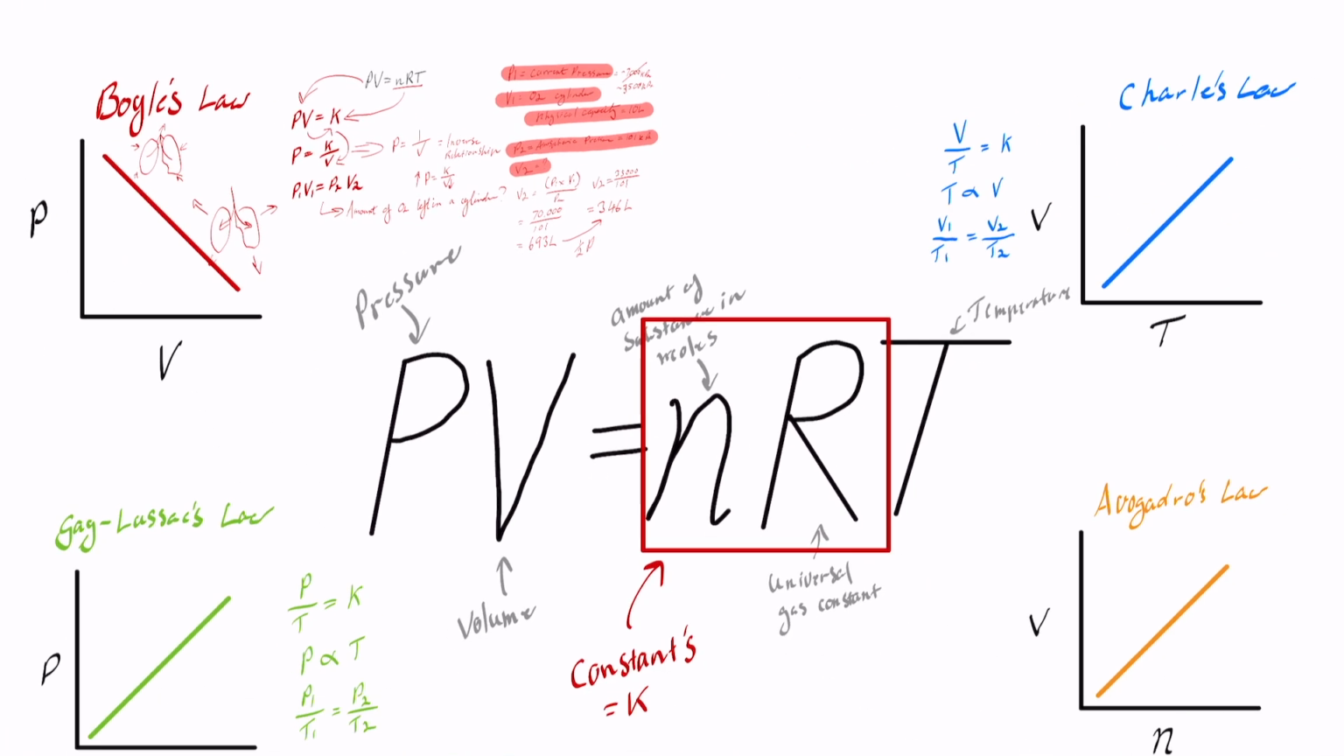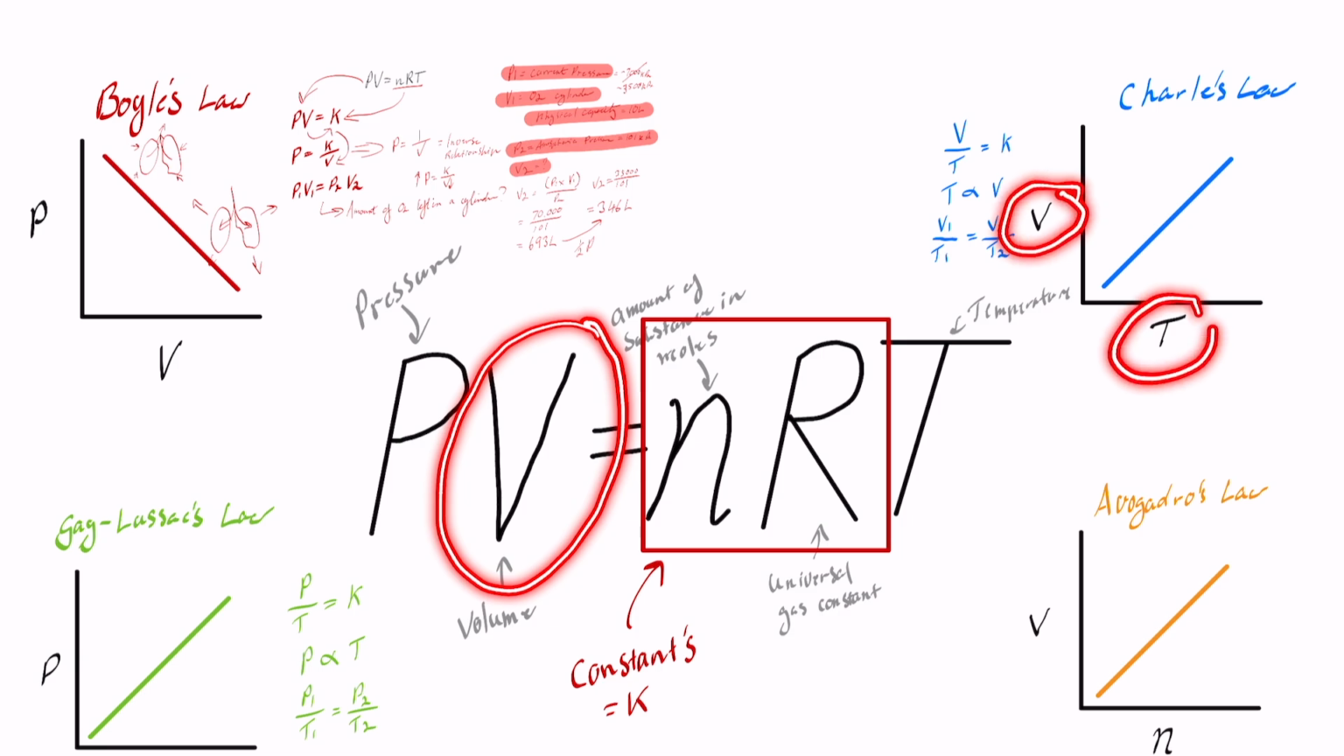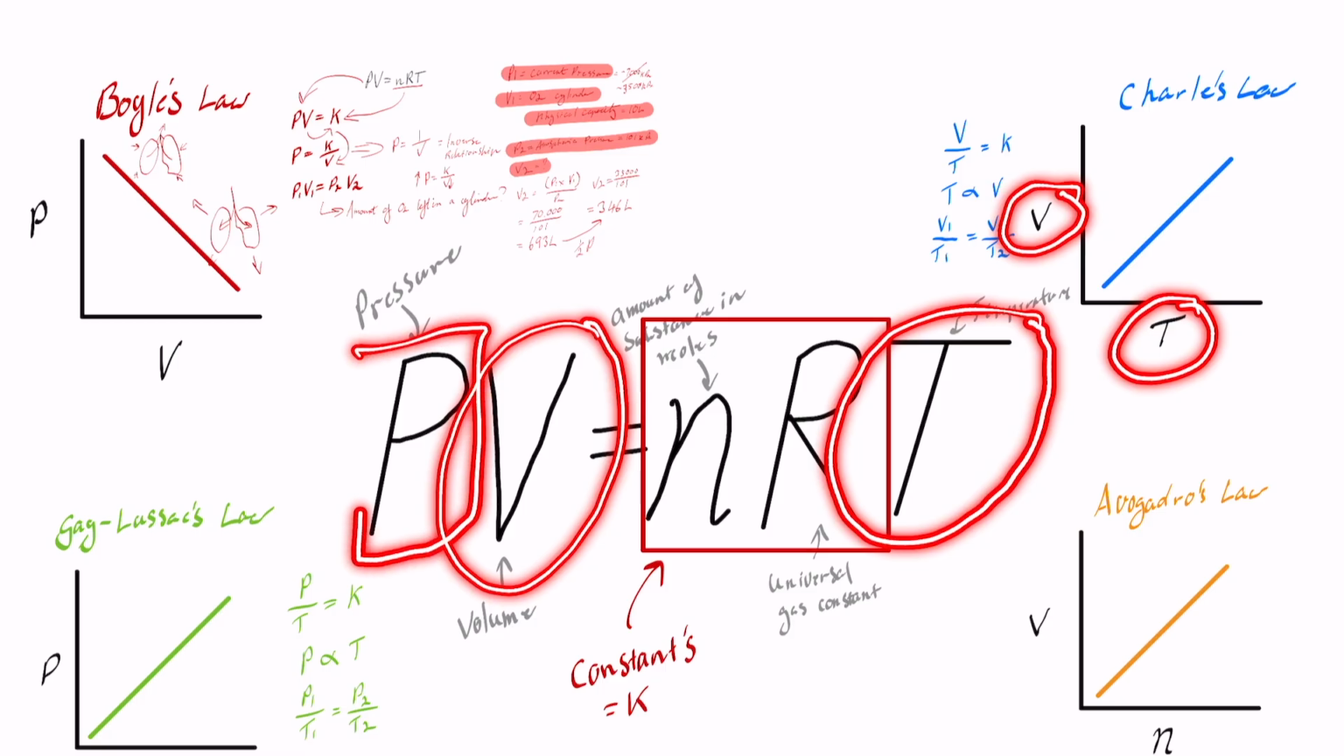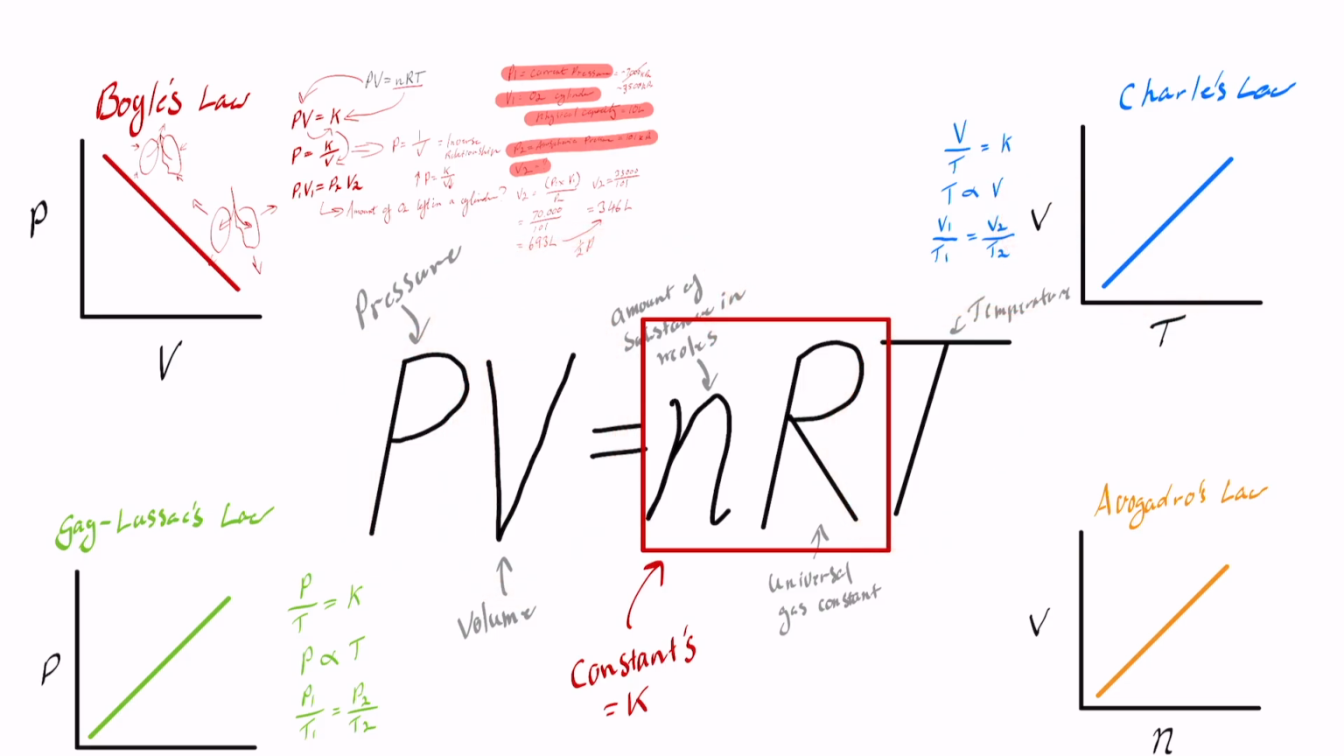Now we'll move on to our second law, which is Charles's law. And Charles's law describes the relationship between volume and temperature. So as you can see here, volume is on our y-axis and temperature is on our x-axis. So the constant that we need to use here is pressure. So pressure will join our amount of substance in moles and our universal gas constant in this red box here, and will be represented by K.